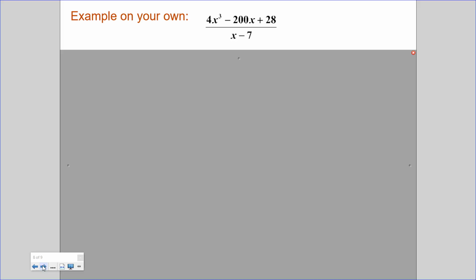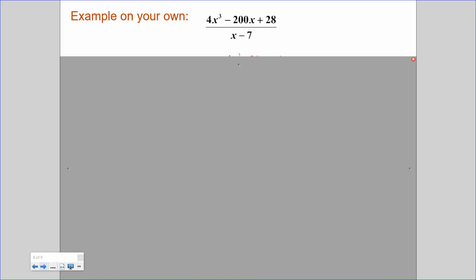Okay, we have one more, and I do want you to take a close look at that numerator. We are missing an x squared term. So when you set this one up, you will need a placeholder there. So use a 0x squared in between the x cubed and the x to the first term. Work this one out. When you're ready to check it, after pausing it, click play.